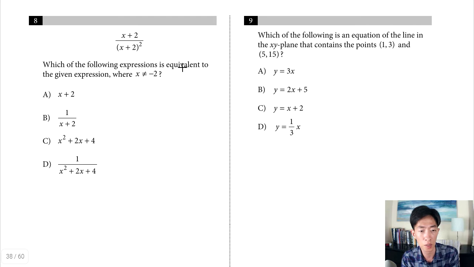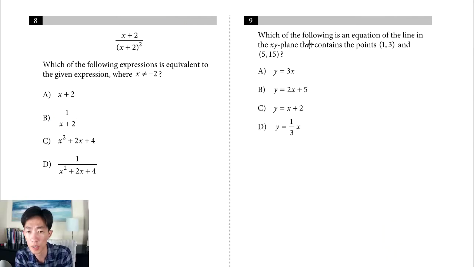Which of the following expressions is equivalent to the given expression where x is not equal to -2? Obviously, x cannot be equal to -2 because that would mean the denominator is 0 and therefore undefined. So for this one, it just pays to write out this expression, just expand it. We have x plus 2 divided by x plus 2 times x plus 2 again. And what we can see very quickly is that the x plus 2's are going to divide out. So that becomes 1. And so what we're left with is 1 over x plus 2. And so the answer is B.